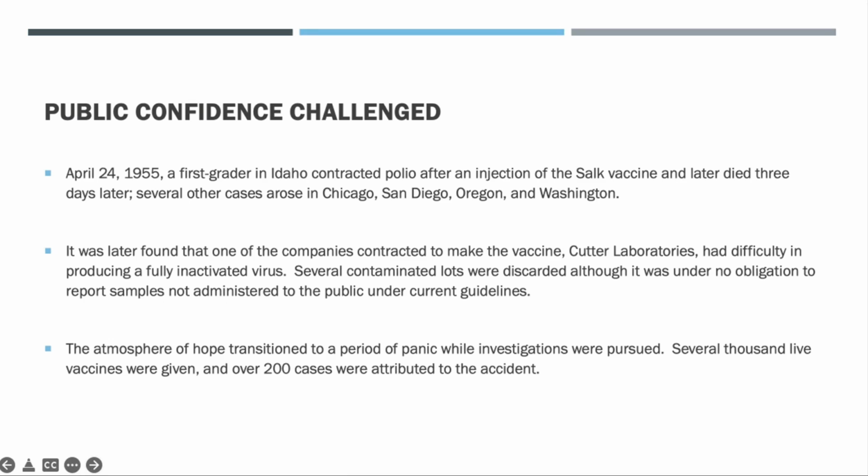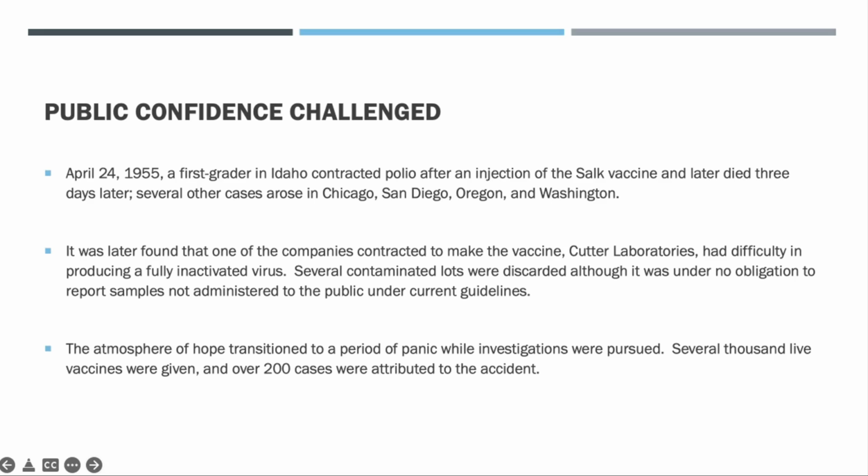Public opinion was, of course, wildly favorable towards vaccination when this was announced. One of the events that happened shortly thereafter, there was a first grader in Idaho who contracted polio after an injection of the vaccine and later died 3 days later. There were several other cases that arose around the country.